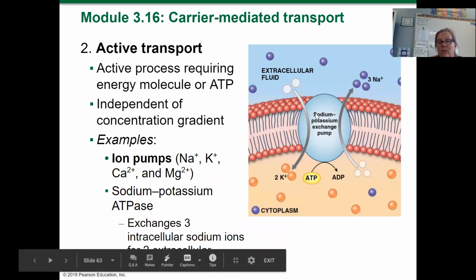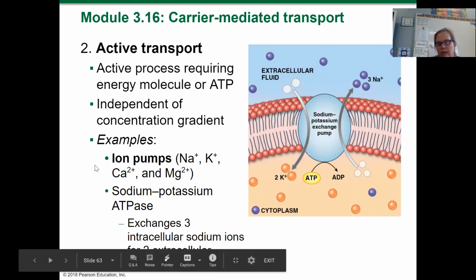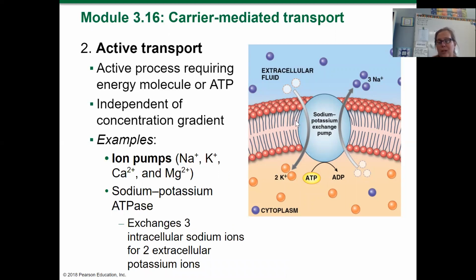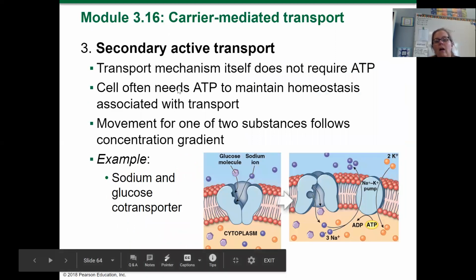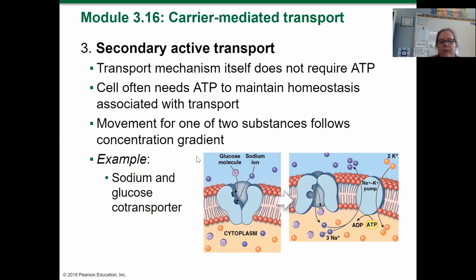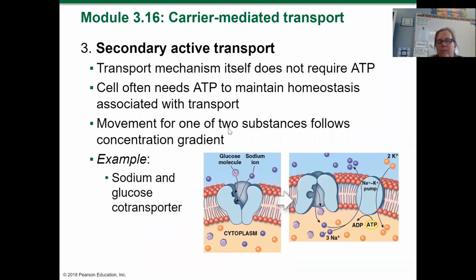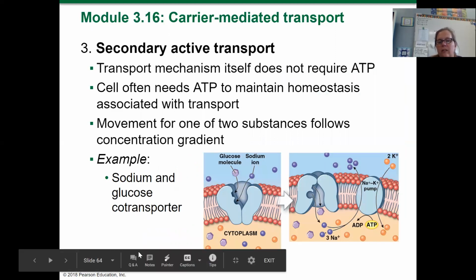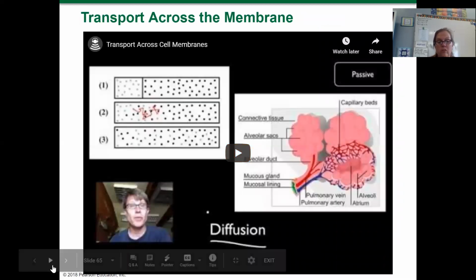And the sodium-potassium exchange pump is a very good example. This is important, and not just this one, but active transport ion pumps are very important when we're talking about muscle contraction or nerve conduction, things like that. So secondary active transport is usually a pair. A lot of the examples I've heard of are a movement of two substances that follows the concentration gradient that goes down. And here's another video, so this might be a good point to pause.